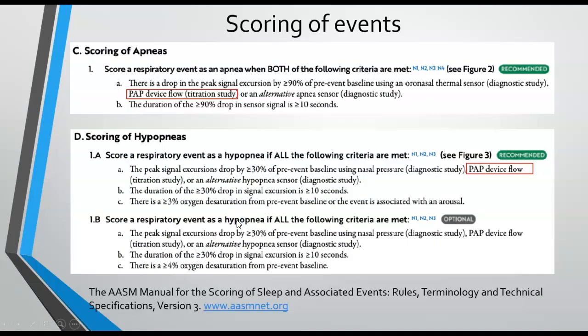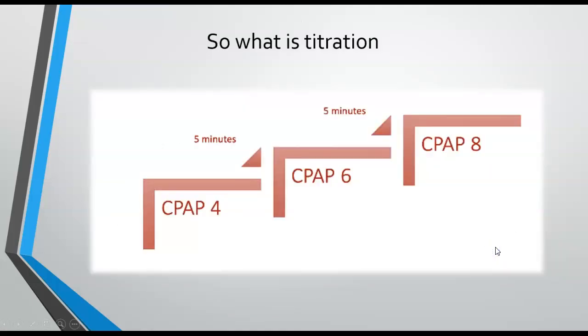So if you are not using the pressure cannula or the transducer or the thermal sensors, you may be wondering how we will score the respiratory events. The ICSD and AASM scoring manual version 3 and the previous versions as well mention that you can score the apnea based on the PAP device flow if you are doing a titration study. And the same thing for the hypopnea, whether you're using 1A or 1B, the same thing, PAP device flow if you're doing a CPAP titration. We don't need to use the thermal or pressure transducer.